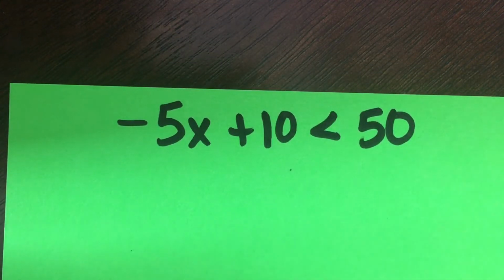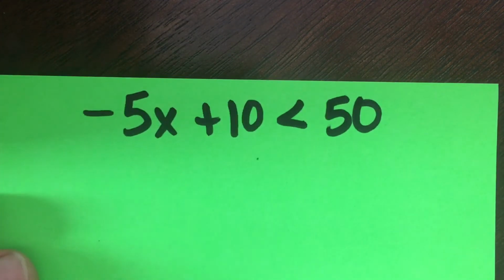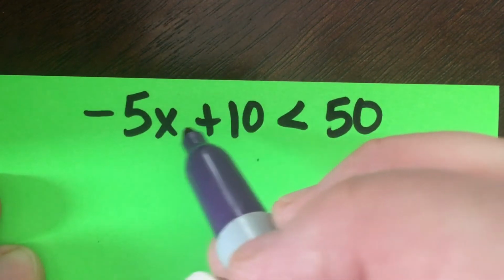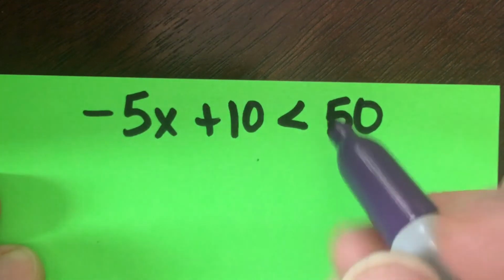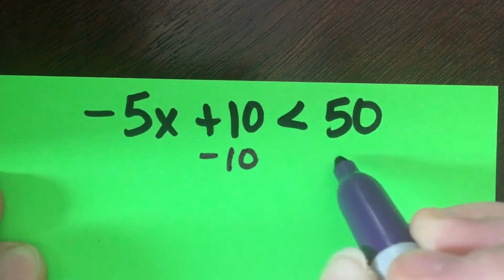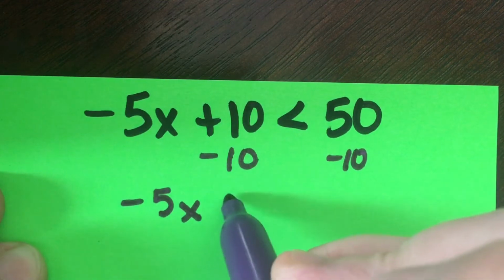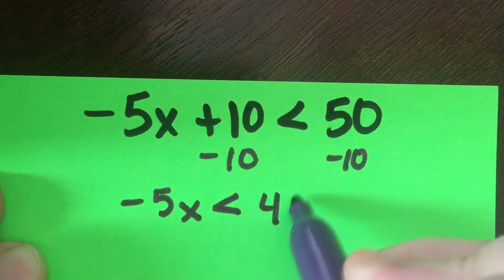All right, here is the last of the inequality series. We're still solving. Something's different about these ones now, and we're going to encounter it together. So you're still going to undo. So this is negative 5x plus 10 is less than 50. So we're adding 10, so let's subtract 10. We're left with negative 5x plus 0, so we're not going to write it, is less than 40.